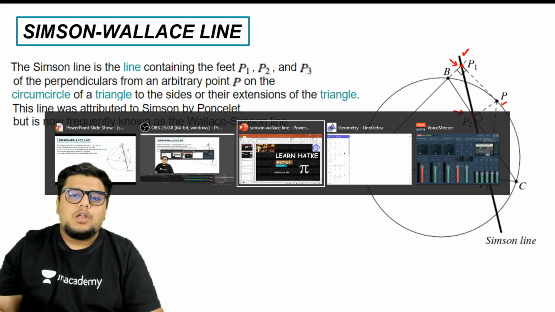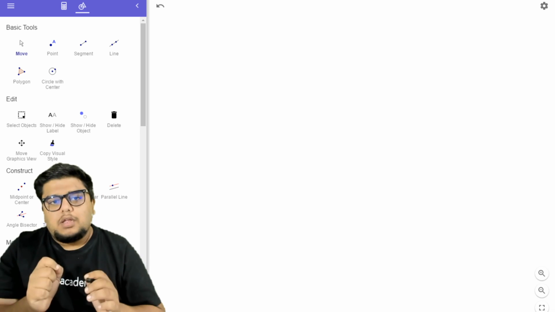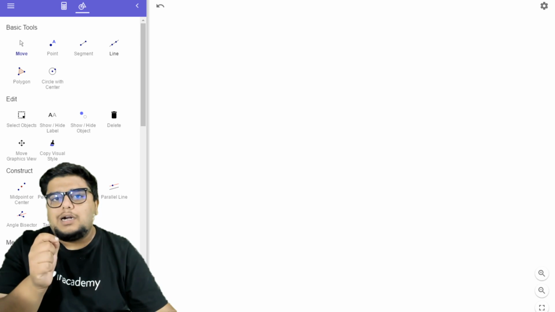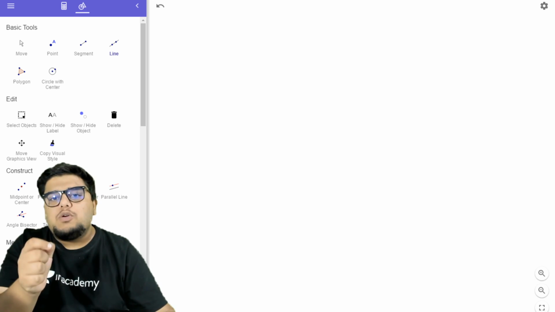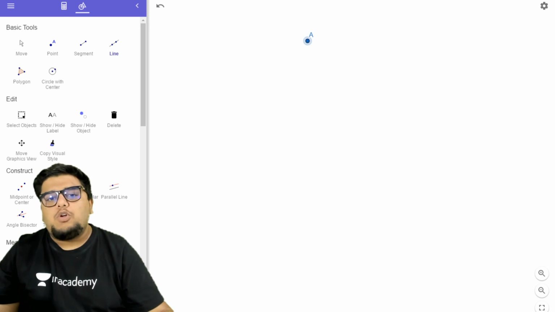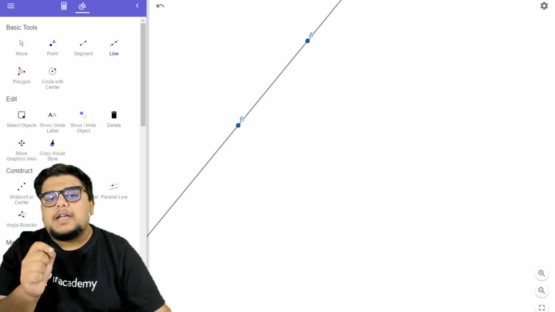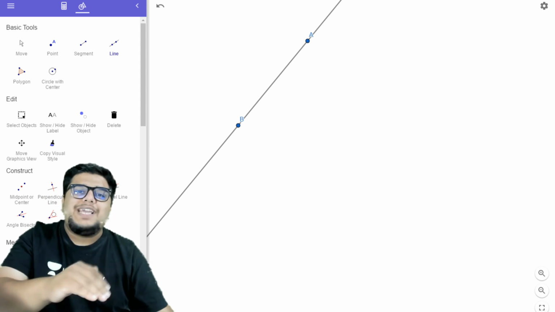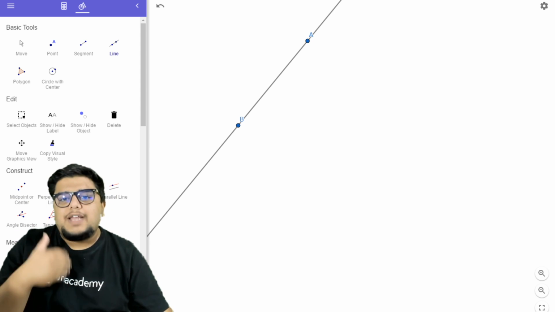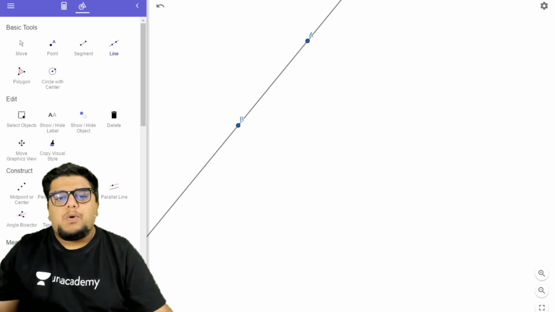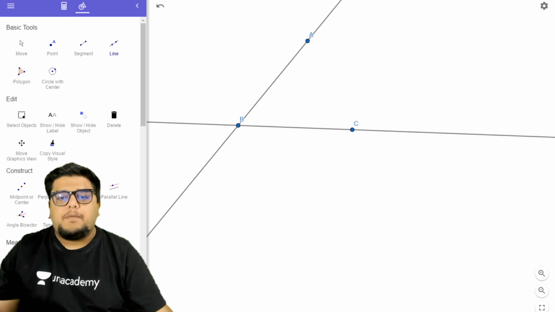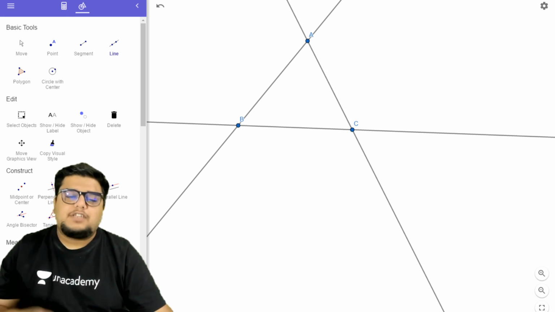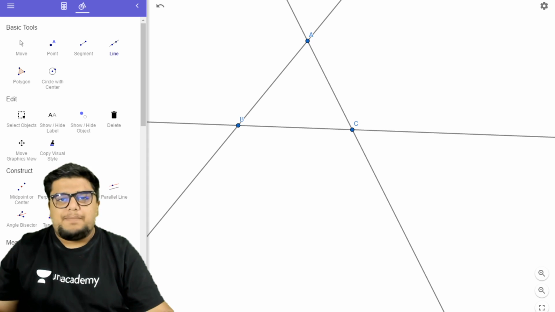So let's start. So the first thing that we will do is we will draw a triangle. Now I'm going to be using lines. The reason I'm going to be using lines is because sometimes the perpendicular are on the extended sides. So that is why this is going to help us. So AB हो गया एक side, then we have BC and then we have CA. So this is our triangle ABC.